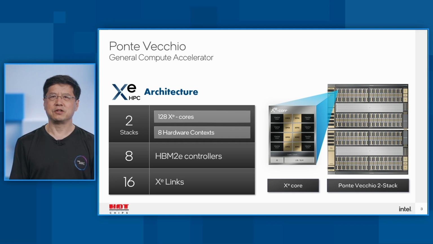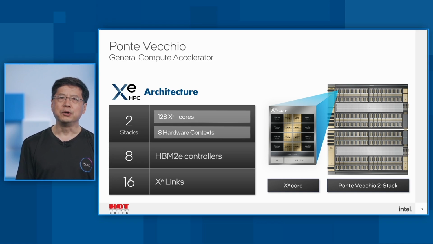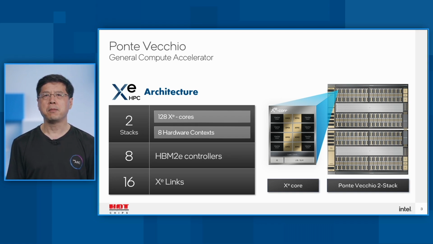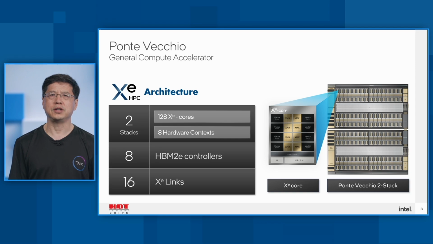Ponte Vecchio GPU is a general compute accelerator based on the Xe HPC architecture. In order to push the compute density, we are packing two compute stacks in a single package. We provide the flexibility for software to treat Ponte Vecchio GPU as either 2 sub-devices or a single NUMA device. The two stacks have up to 128 Xe cores. Xe core is the basic compute unit that contains vector engines, Xe Matrix Extension (XMX) matrix engines for AI, load store unit, and level 1 cache.